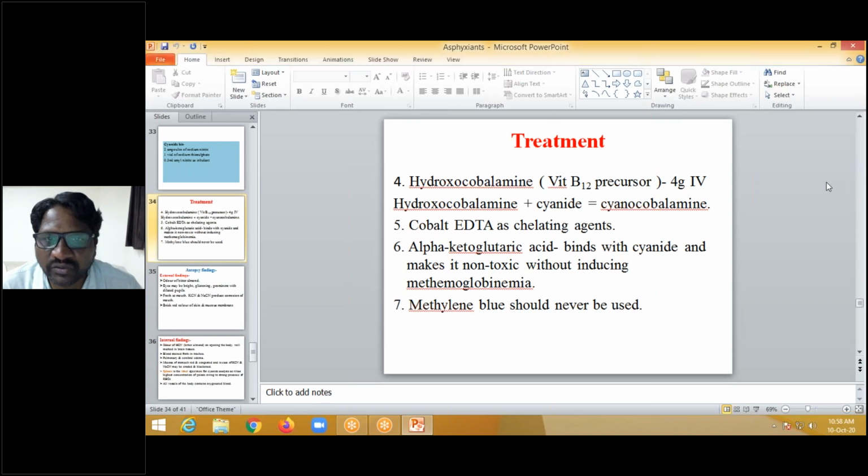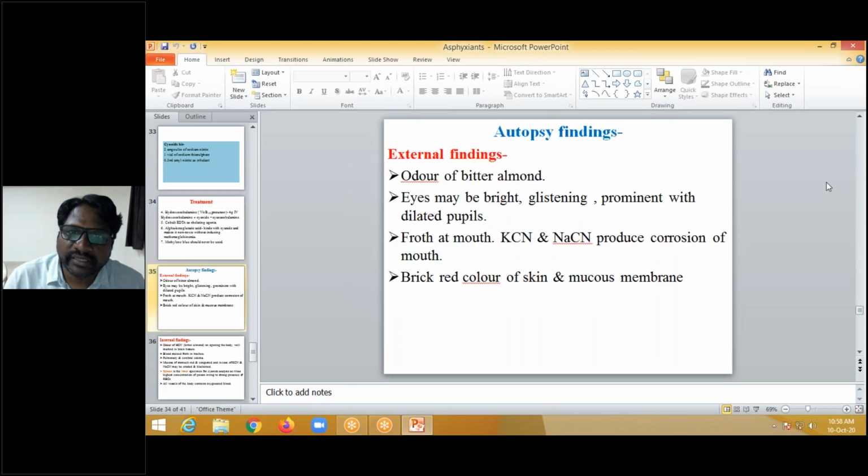Another one, alpha ketoglutaric acid also. Methylene blue is another antidote, but it is never used in this treatment because it has side effects. This is the treatment of cyanide poisoning.